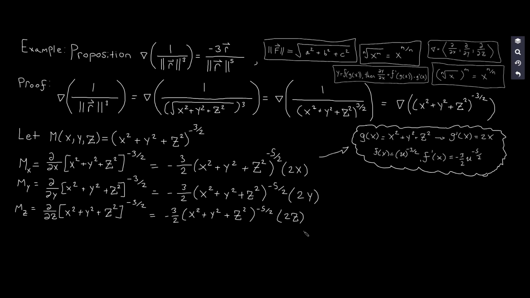So what's going on? Well, the partial derivative of x squared plus y squared plus z squared raised to the power of negative 3 halves with respect to y is going to equal negative 3 halves times x squared plus y squared plus z squared raised to the power of negative 5 halves times 2y, and the partial derivative with respect to z is going to equal negative 3 halves times x squared plus y squared plus z squared raised to the power of negative 5 halves times 2z.